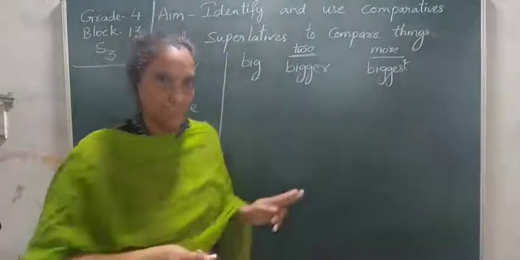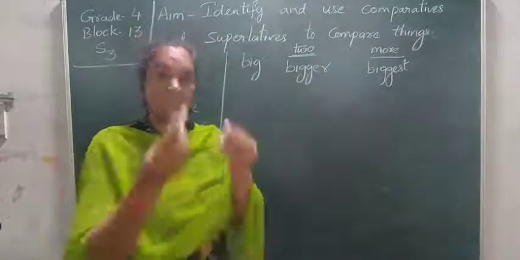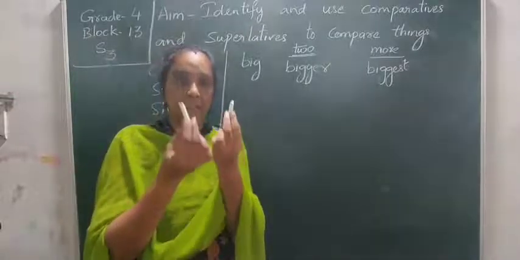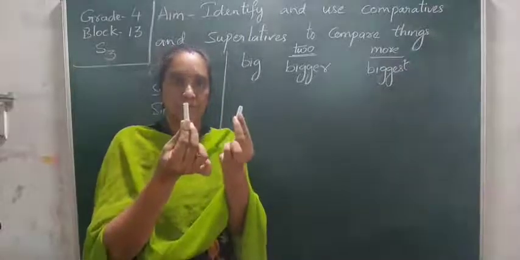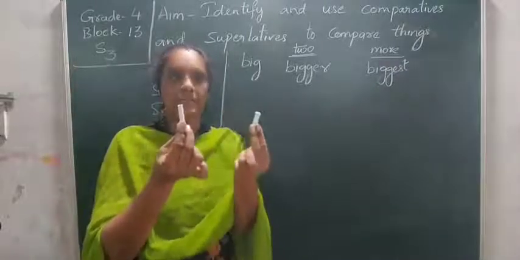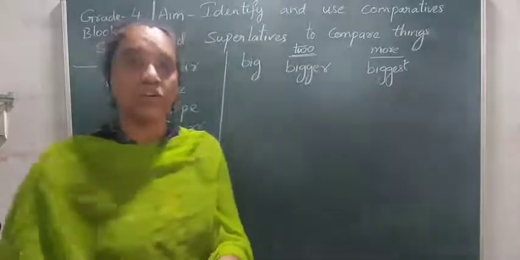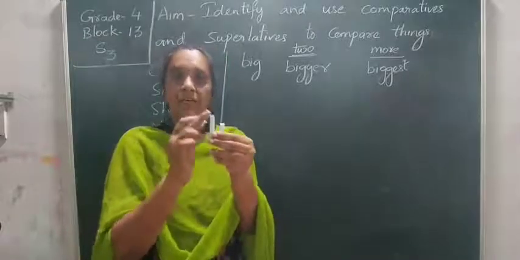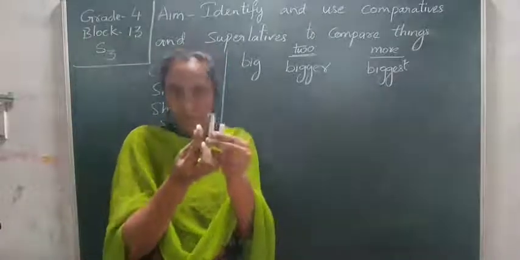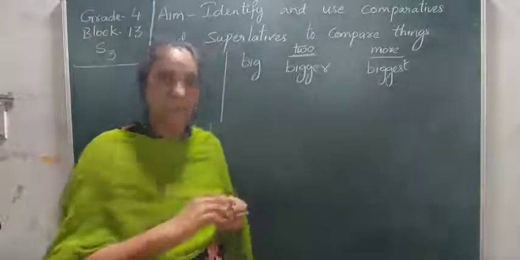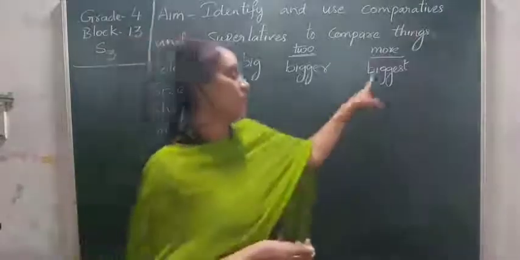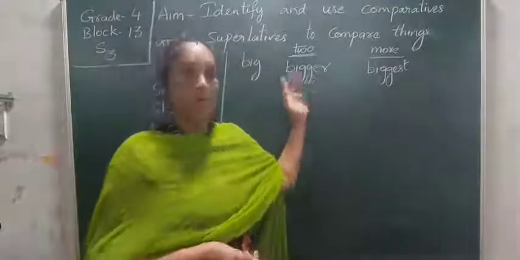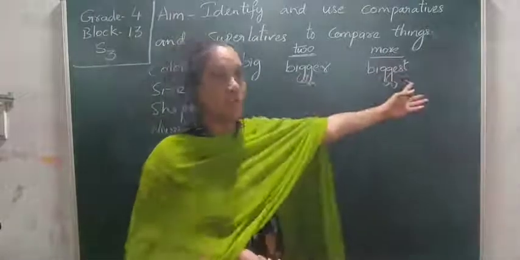When the comparison is between 2 things, if I take 2 chalk pieces here, among these 2 I can say which is the bigger one. I can say this is bigger than this one. First one, second one: the second one is bigger than the first one. If I take more chalk pieces, there are 3 chalk pieces here, then I can say this one is the biggest of all the chalk pieces. So when the comparison is between more than 2, we use the word biggest. When the comparison is between the 2, we use bigger. 2, ER; more than 2, EST.